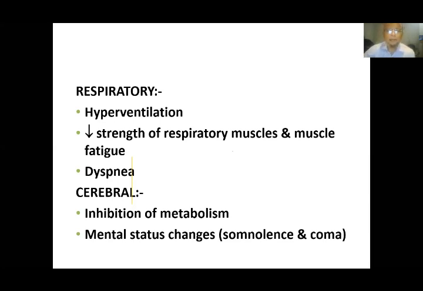And what are the changes in the respiratory system? You will get hyperventilation, and strength of the respiratory muscle will be decreased, and there will be more muscle fatigability, and there is also dyspnea. In case of CNS, there is an inhibition of metabolism, and mental status will be changed. This patient will have somnolence, and they may develop pre-coma and coma.